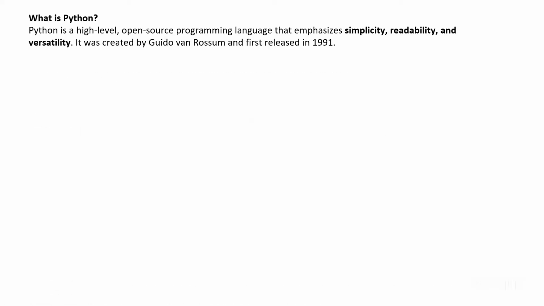Now comes a picture. We saw that Python is an interpreted language, a high level language, that we got to know. But what exactly is Python? Why do we need Python? Python is a high level open source programming language, which is mainly emphasized for simplicity, readability, and versatility. Now, what do you mean by this? What do you understand by this line? What do you guys understand by this line?